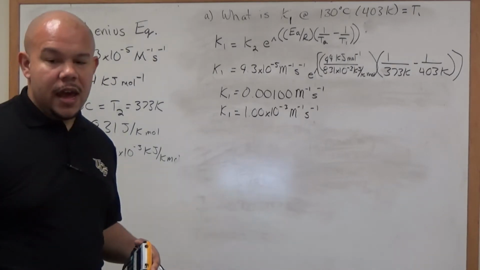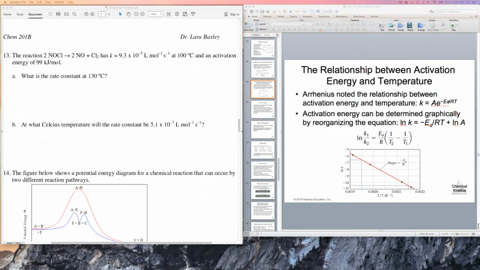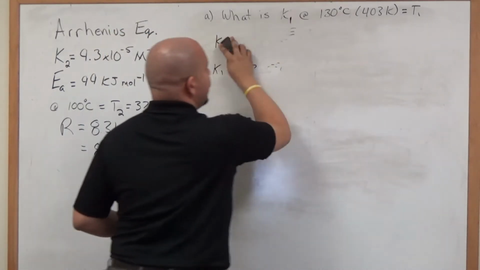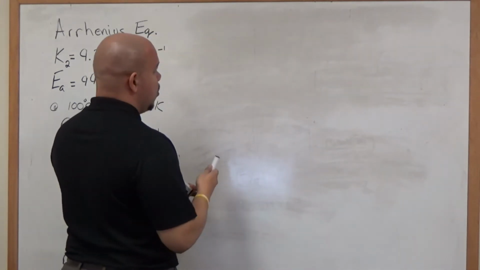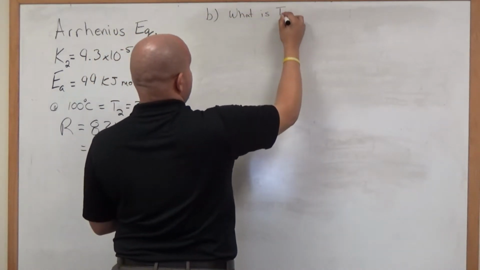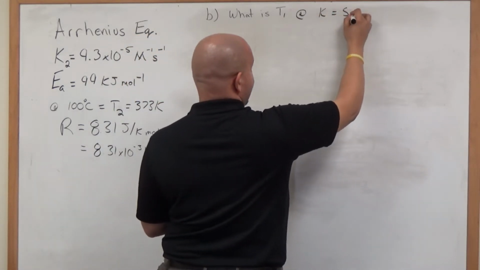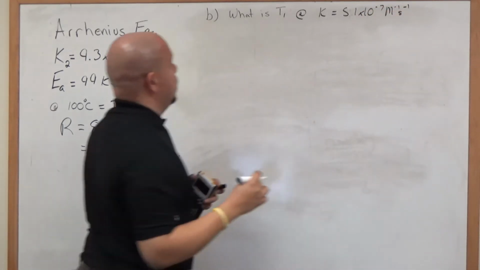Okay, so let's take a look at part 2. And part 2 of the question asks us, at what Celsius temperature will the rate constant be 5.1 times 10 to the negative 7? So we are now being asked to do the opposite. Instead of looking at K at a different temperature, we want to look at T at a different K. So they want us to know what is T1, let's say, at a K equal to 5.1 times 10 to the negative 7 molar per second. Inverse molar.